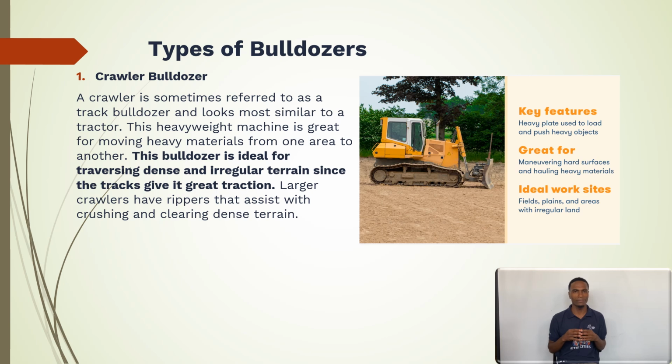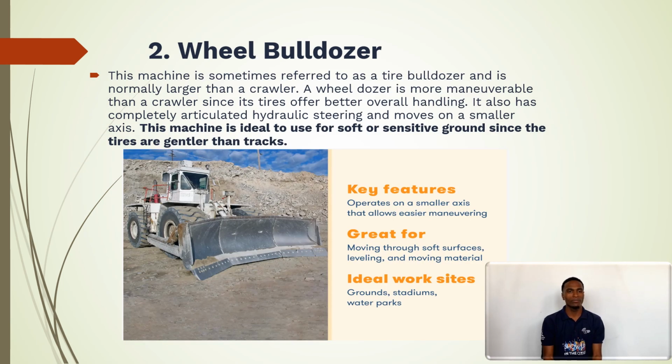Crawler bulldozer. We have a wheel bulldozer. This machine is sometimes referred to as a tire bulldozer and is normally larger than a crawler. A wheel bulldozer is more maneuverable than a crawler since its tires offer better overall handling. It has fully actuated hydraulic steering and moves on a small axis.